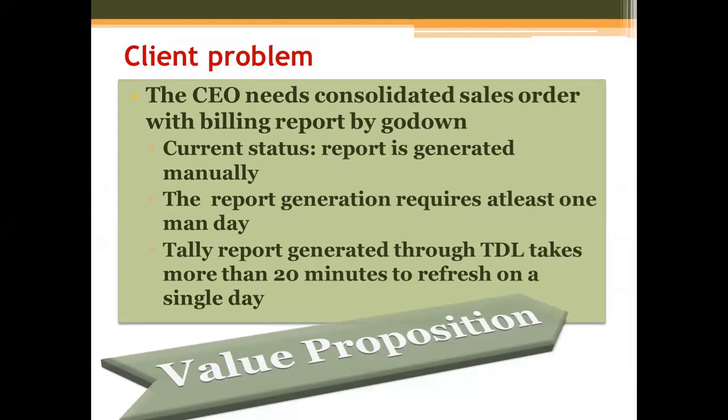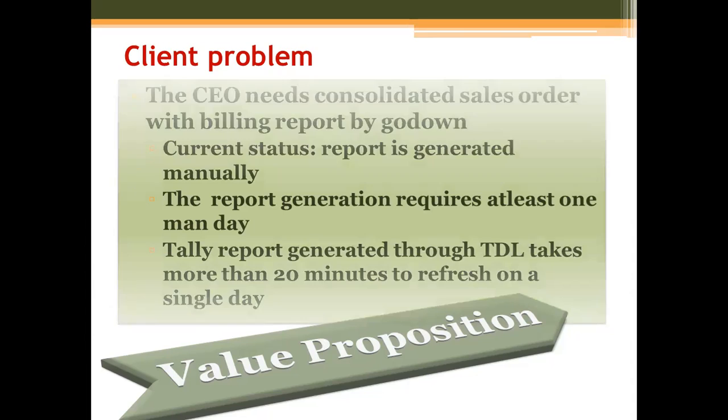The CEO of the company needs a consolidated sales order with billing by godown report. Currently that report is generated manually, and the record generation requires at least one man-day. The Tally report is generated through Tally Development Language, and it takes more than 20 minutes to refresh in a single day. Because the company had very large data, with a large number of batches, opening that particular report in Tally takes more than 20 minutes. So they were looking at automation of the same.